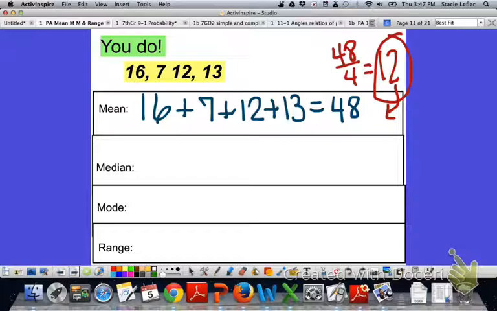Always check to make sure that 12 or whatever answer makes sense. It has to be somewhere in the range of numbers, and it's usually close to where most of the numbers are at. So 12 does look like it makes sense.